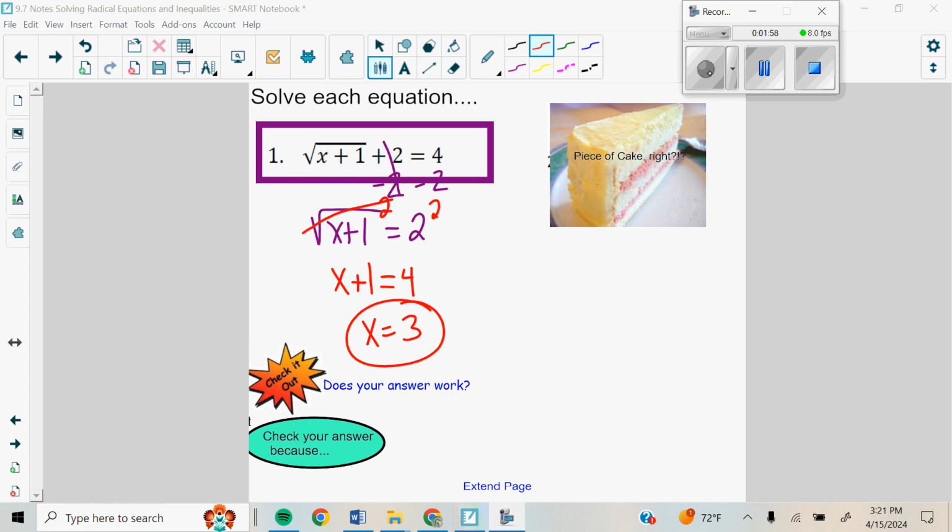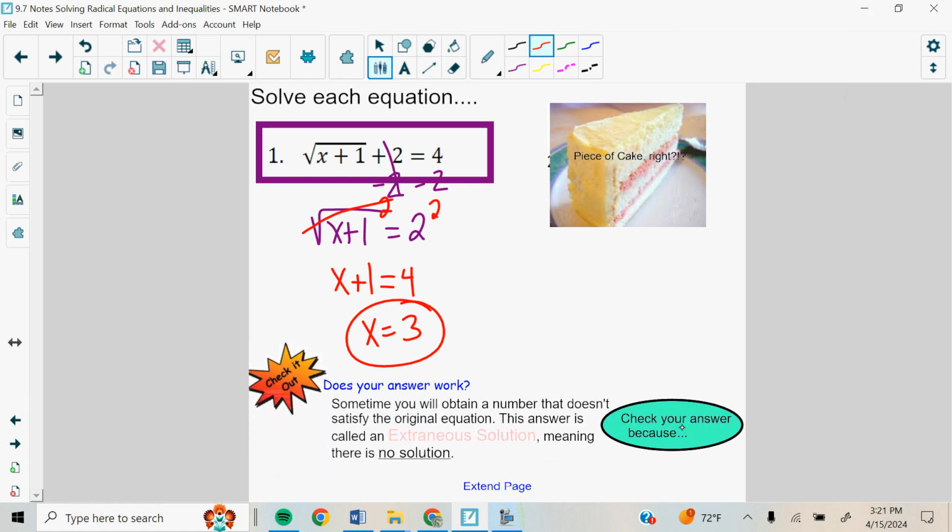Then this little blurb says, does your answer work? Check your answer, because don't forget, sometimes we obtain a solution that doesn't satisfy our original equation. Remember, that's called an extraneous solution. When you plug it back in and it doesn't work out, then there's no solution. So if we plug 3 back in for x, we get 3 plus 1, which gives us 4. The square root of 4 plus 2, does that equal 4? The square root of 4 is 2, plus 2, and that equals 4. So that does work out for us.